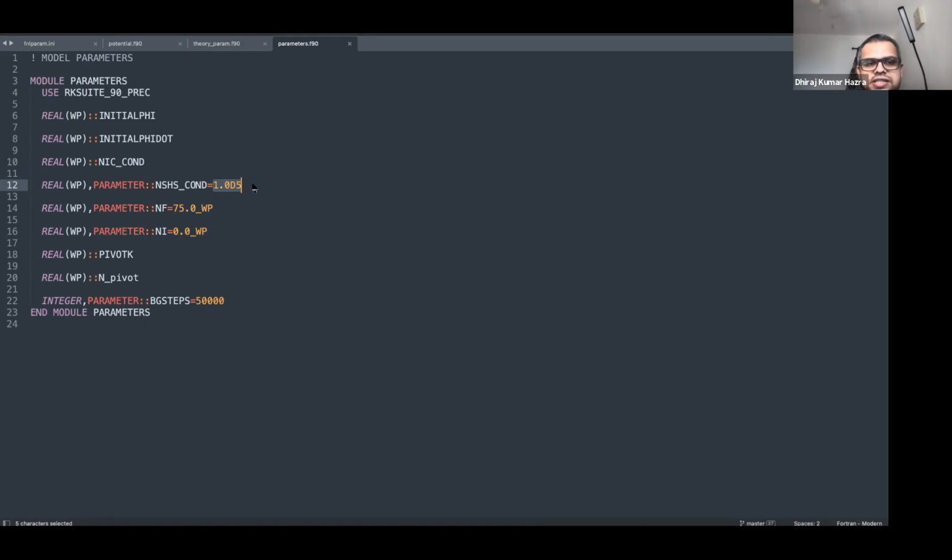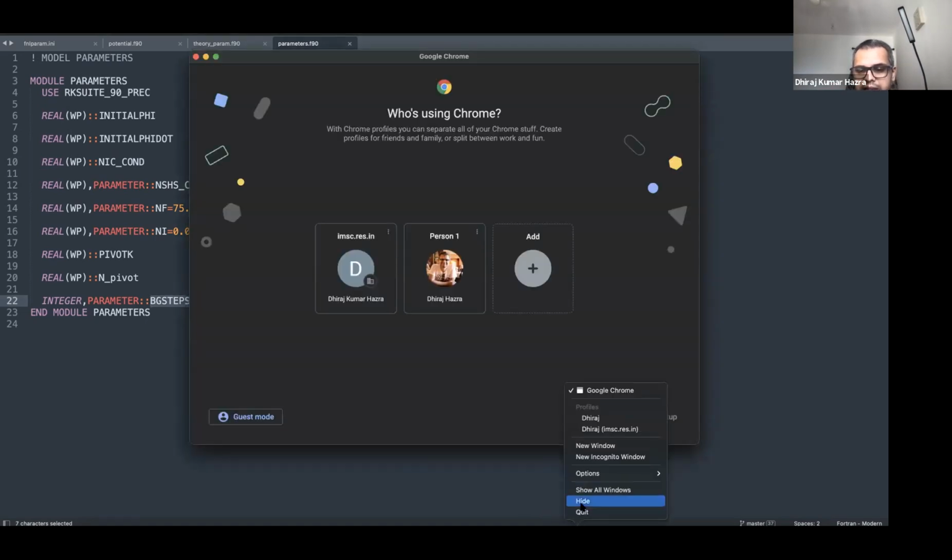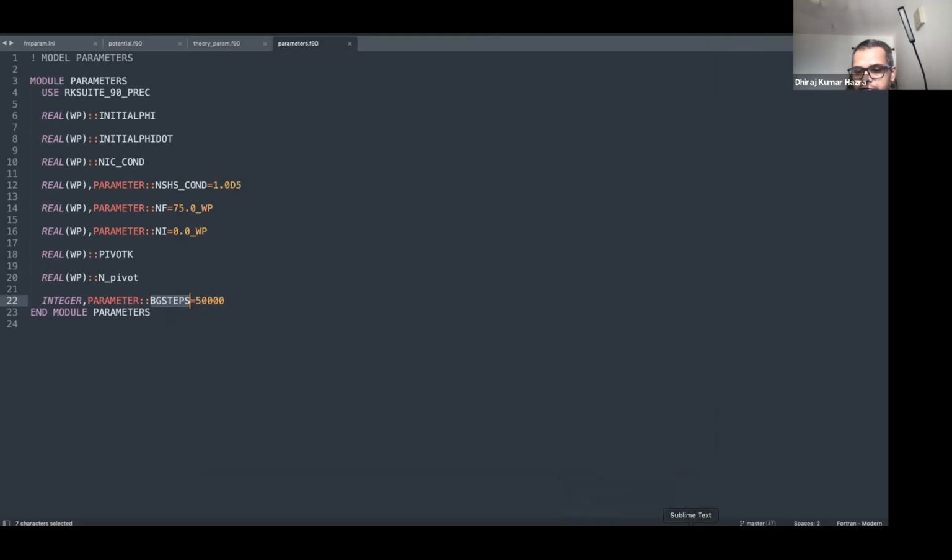That means K by H is equal to 1 by NSHS condition. Okay, we are going from K by H equal to 100 to 10 power minus 5, sub Hubble to super Hubble initial condition. How many background steps would we like to evaluate? Okay, we need to solve the background equations, phi double dot plus 3H phi dot plus dV d phi equal to 0. And let me tell you that this bingo is written in N, the e-folds. We are not using the cosmic time or conformal time.